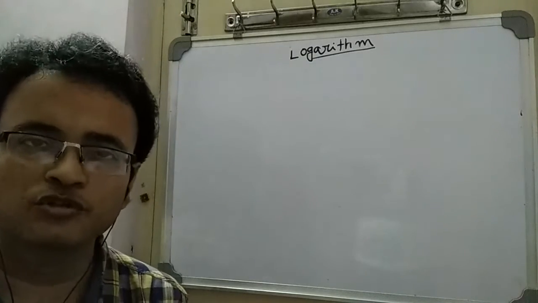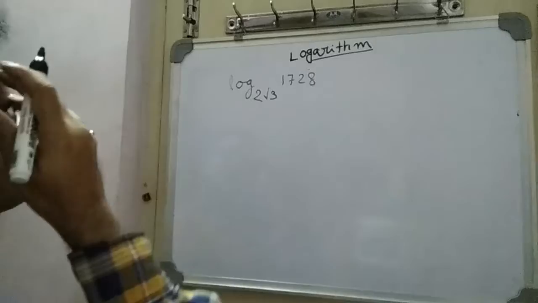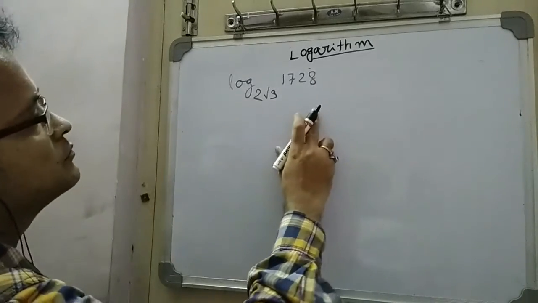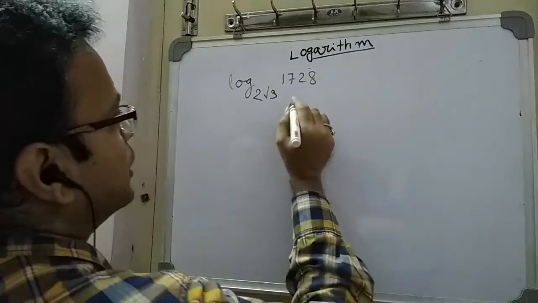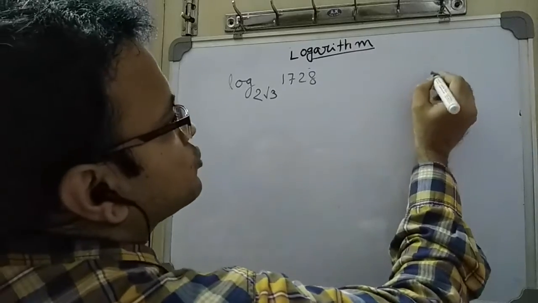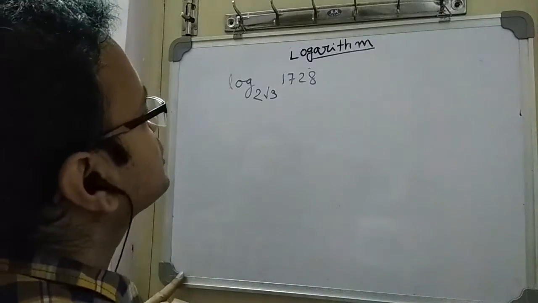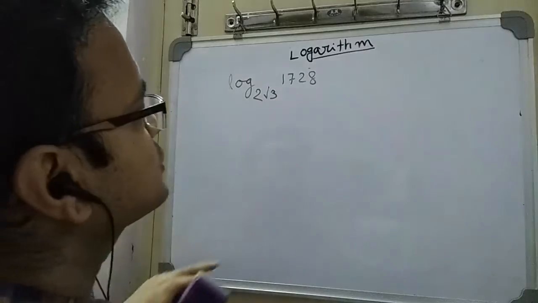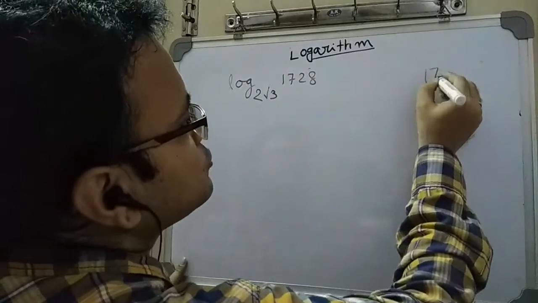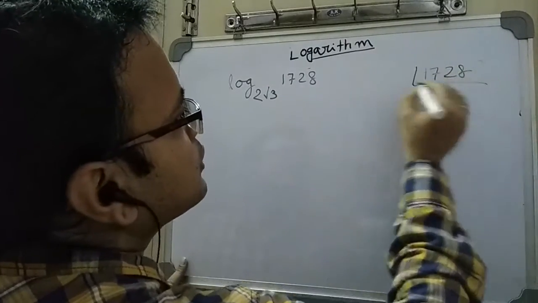Okay, so these are simple proofs using these properties. Now we will move and proceed to the problems. So see, this is the problem. Now we need to simplify this one. Base is 2 root 3. So what we will do, we will first try to factorize 1728, and let's see what it comes to.